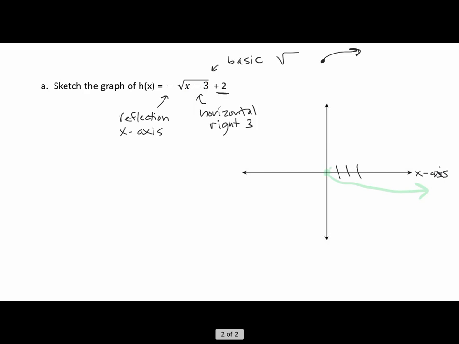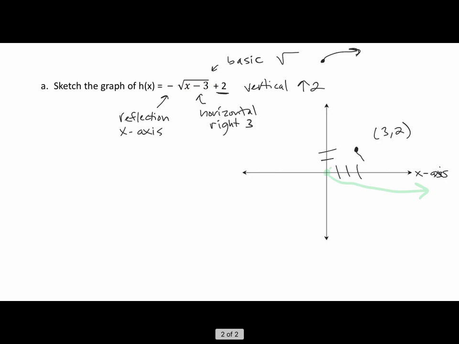And then we have plus 2 outside of the basic function. That's a vertical shift, and it does exactly what it says for the y values, which is up 2 units. So instead of going through that origin there, we're going to go right 3, up 2, and that's our new origin point, or starting point for this square root function.